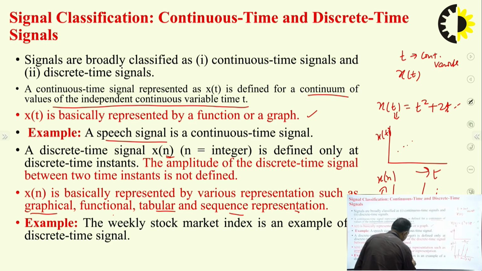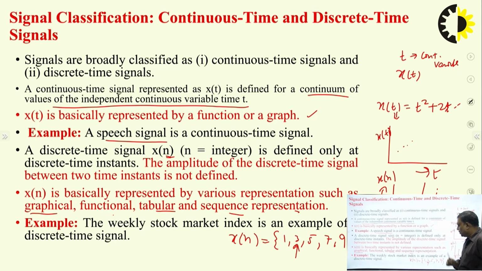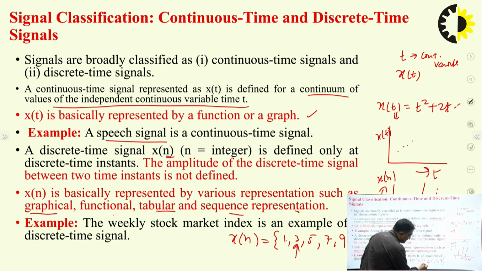Sequence representation means, let us suppose I am writing a signal x[n] and the value of x[n] is, let us say, 1, 3, 5, 7, 9 like this, and I am putting an arrow here. It means this is the value corresponding to n equals 0, this is for n equals 1, this is for n equals 2, this is for n equals 3, and this value corresponds to n equals minus 1. Okay, so this arrow defines the position for n equals 0.